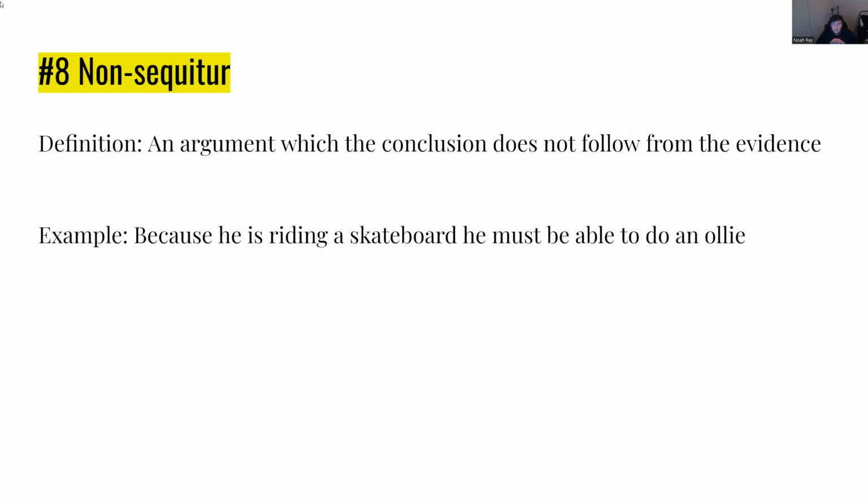Moving on to number 8 is the non sequitur argument. The definition for this is an argument in which the conclusion does not follow from the evidence. My example for the non sequitur fallacy is, because he is riding a skateboard, he must be able to do an ollie. This is a non sequitur, as you cannot assume that because someone's riding a skateboard, they can do an ollie or any other kind of trick. Because some people just ride skateboards, they don't do any tricks. I'm like that. I can't do any tricks on a skateboard, but I do enjoy riding them.